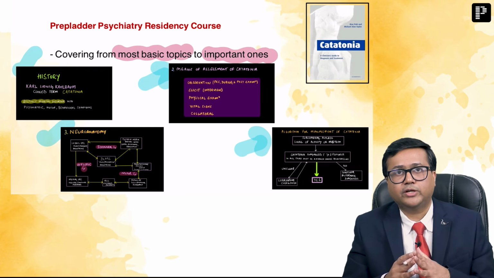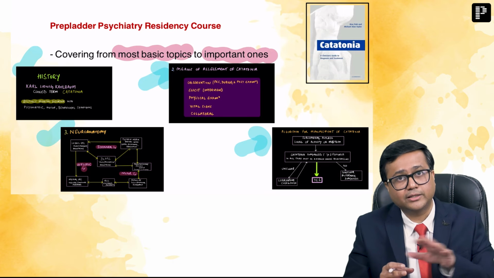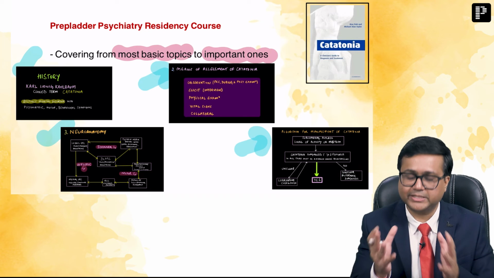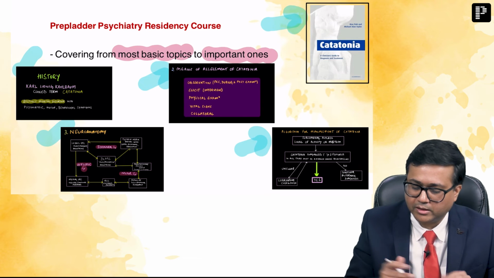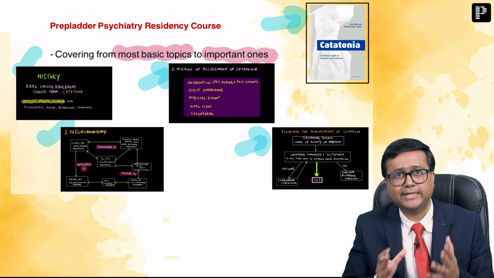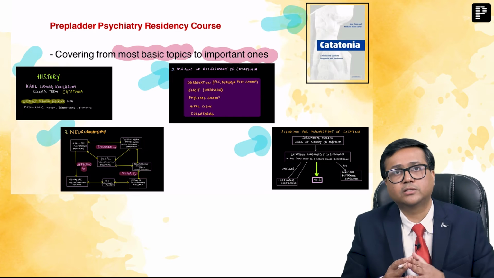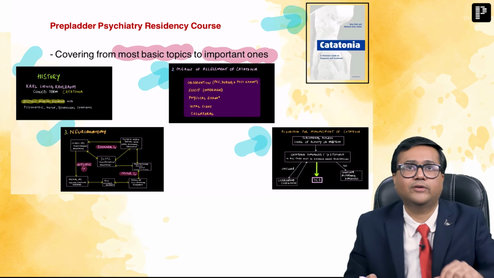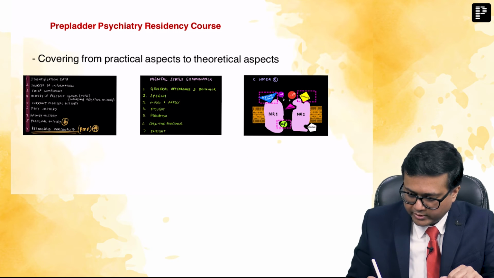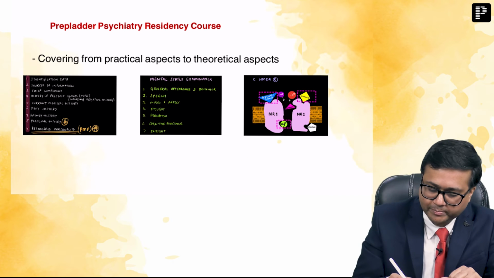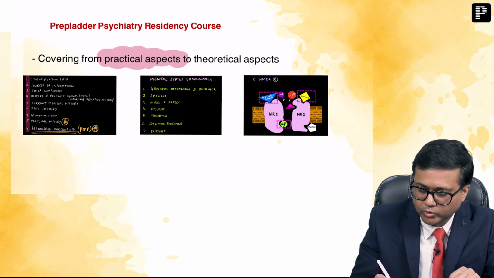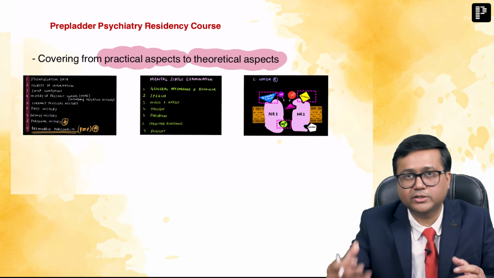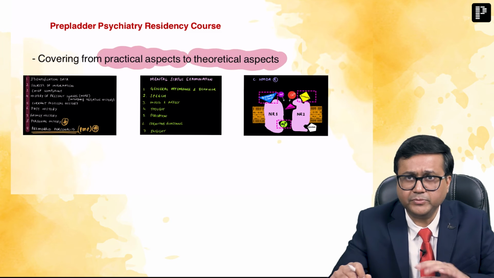And also, we have tried to use some of the other resources which are specific to a topic. For example, in catatonia, a very important resource is Fink and Taylor. So we have also included some of the important information from that as well, so that at one place you have everything. Now also, we have tried to cover from the practical aspects to the theoretical aspects. So we are trying to cover all the important bases.